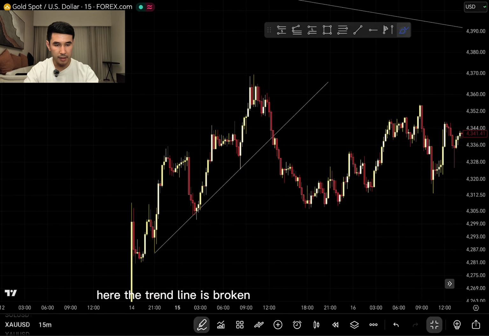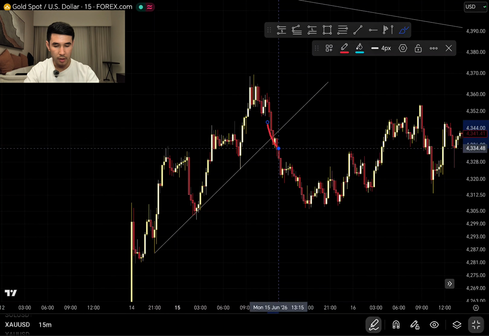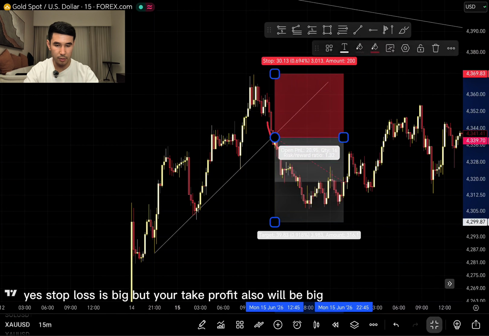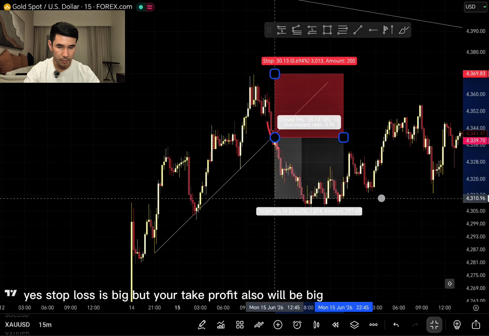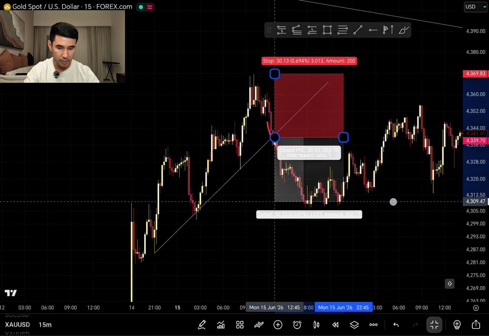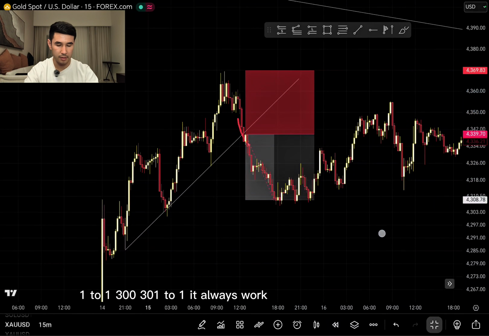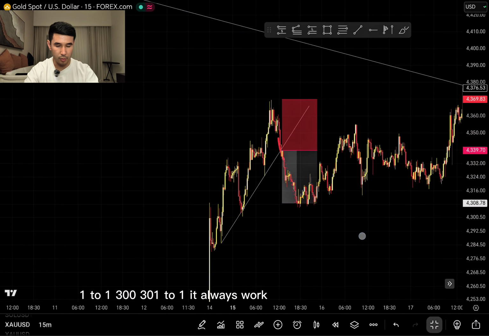For example, here the trend line is broken. I enter sell. I enter short from here. Stop loss, yes, stop loss is big, but your take profit will also be big. 1 to 1, 300, 300. One to one, it always works.